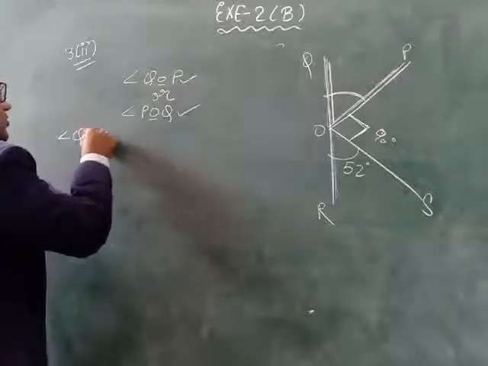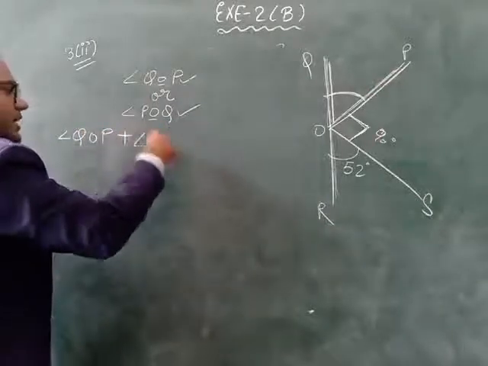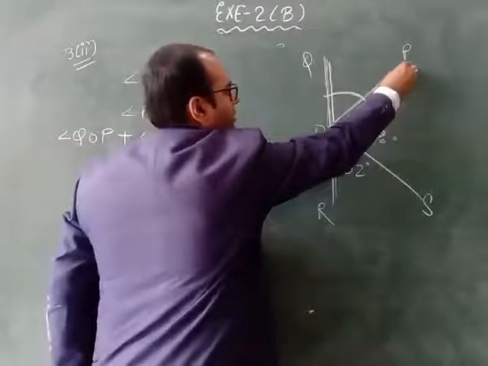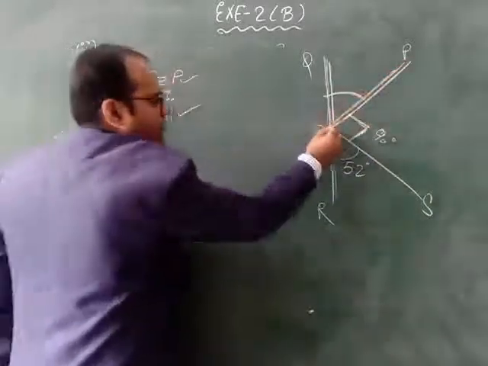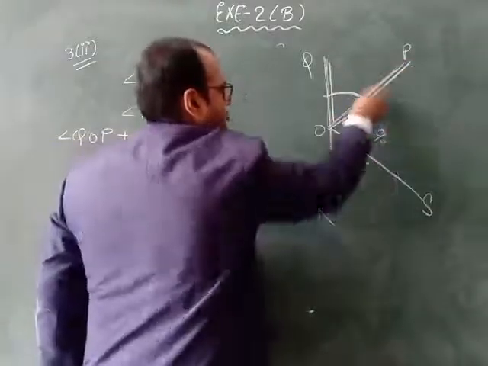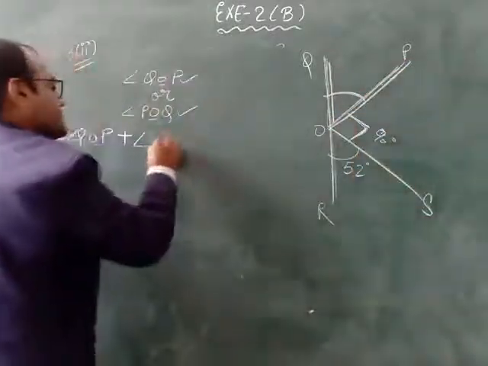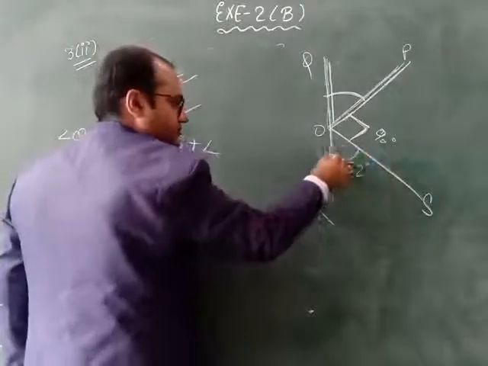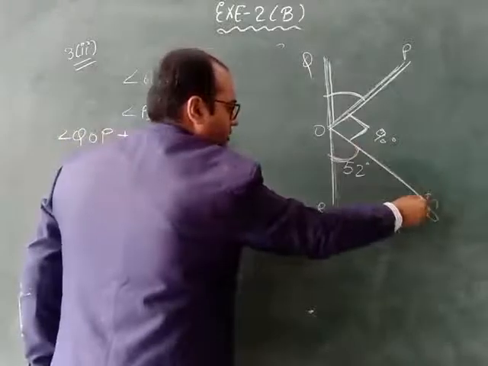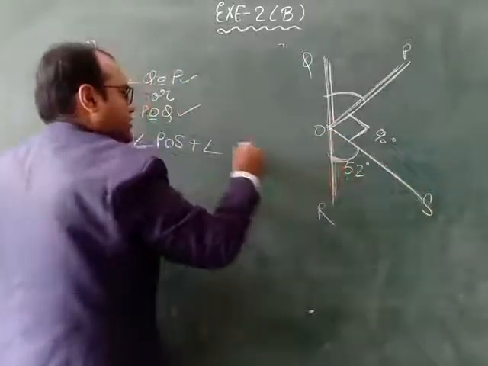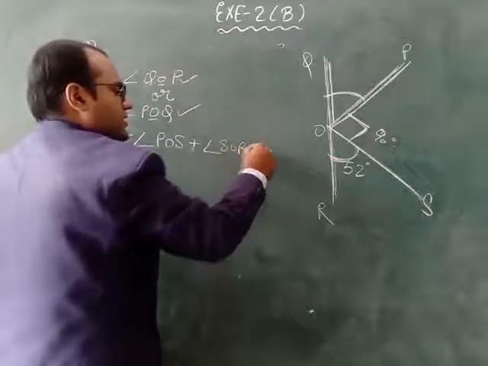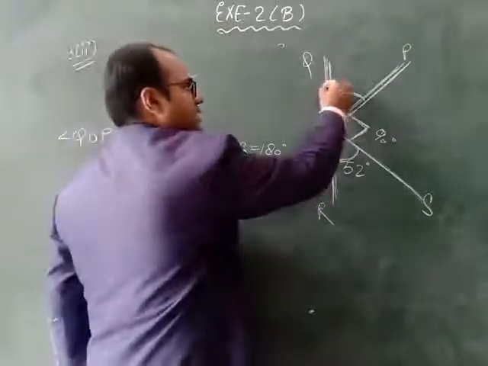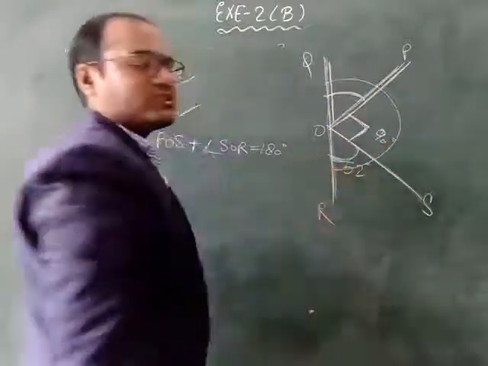Angle QOP plus second angle. Second angle is this one. We will start from this line PO and we will turn to this side S. So this angle is POS, plus third angle. Third angle is this one. We will start from here, SOR. Sum of these three angles will be 180 degree because these three angles are coming on a straight line.